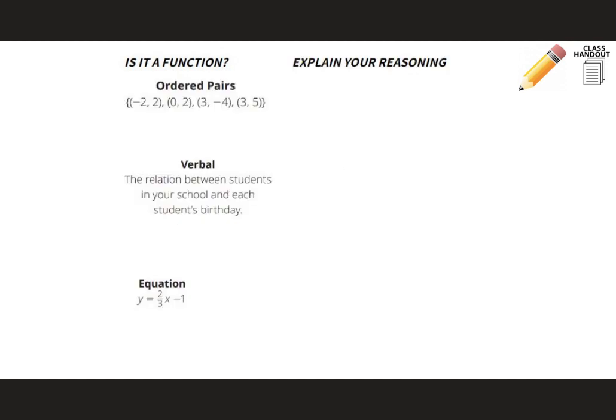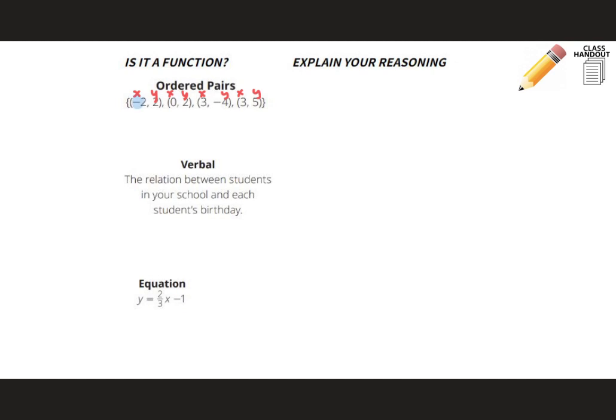Okay, let's look at a few other representations. So the next representation is just a list of ordered pairs. Remember, in an ordered pair, the x value comes first and then the y. So I'm just going to go ahead and label these to make sure we know which is the x value and which is the y value. So I'm going to go through and look at each x value first.